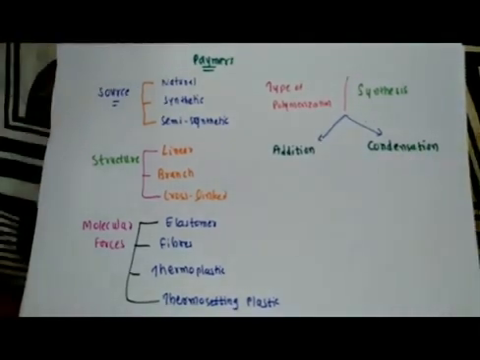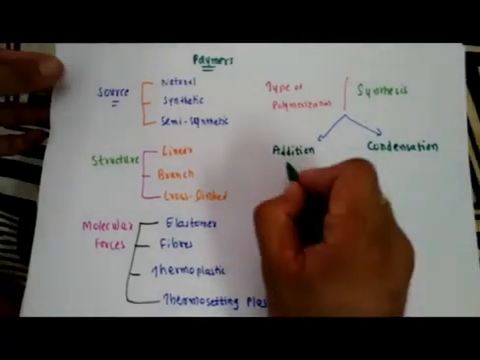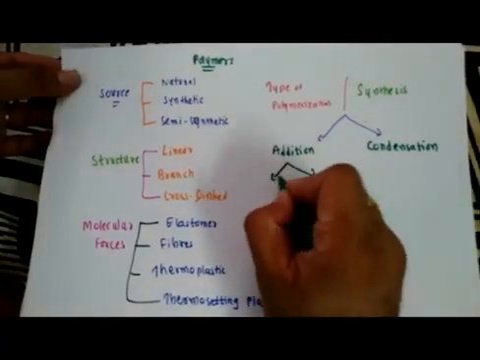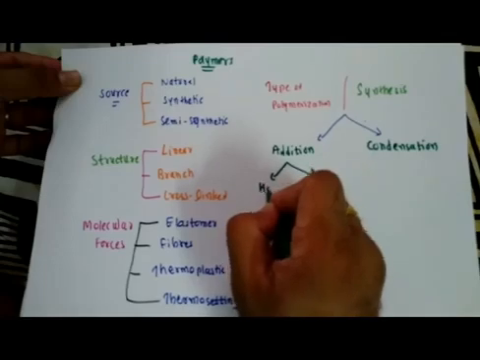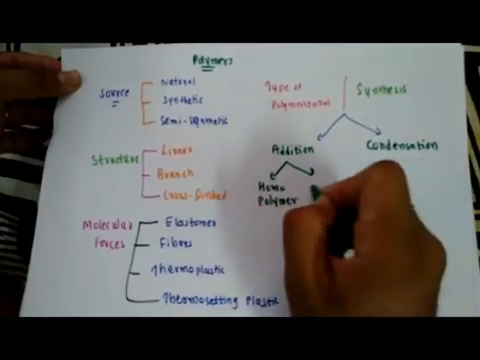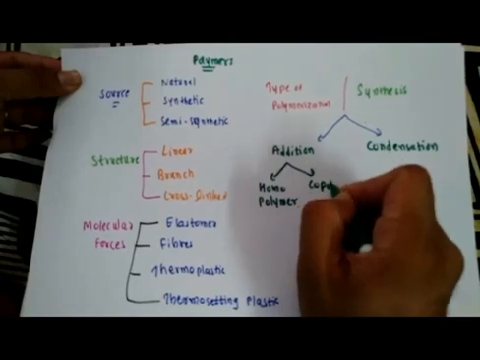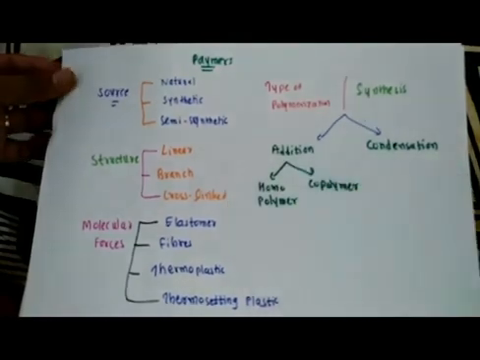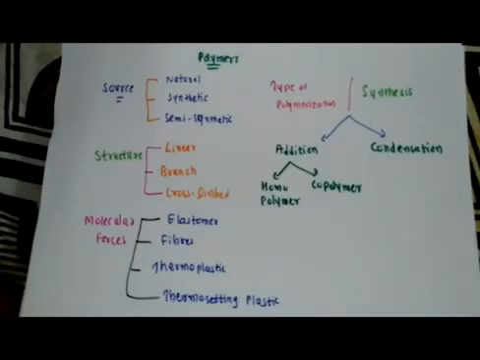Okay. In addition polymers, there are two types: homopolymer and second is copolymer. Okay. Now we have already discussed these polymers, so we will only revise the names of the polymers and then preparation will be discussed in animation.